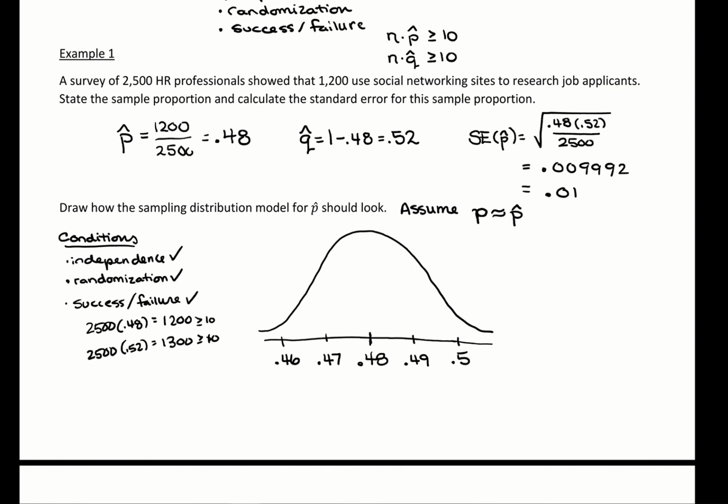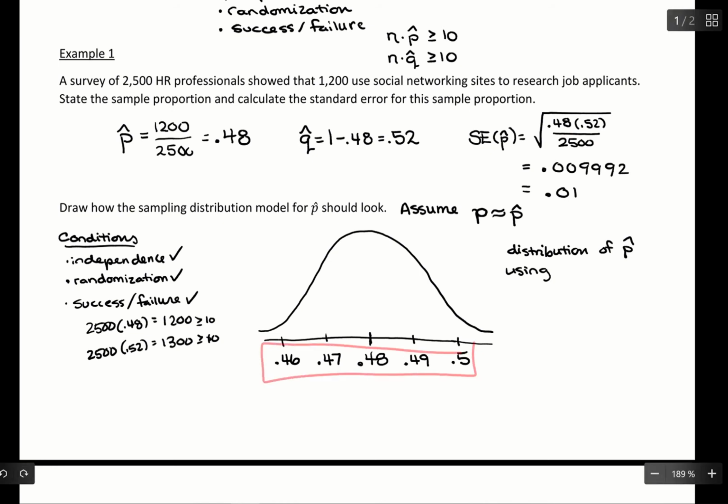So what we're showing here is a distribution of sample proportions using sample sizes of 2,500. That sample size is coming through from that standard error. If we change our sample size, then this whole number line will change because the standard errors would change. So distribution of p-hat using sample sizes of 2,500, and we're assuming that our population proportion is close to 0.48 when making that distribution.